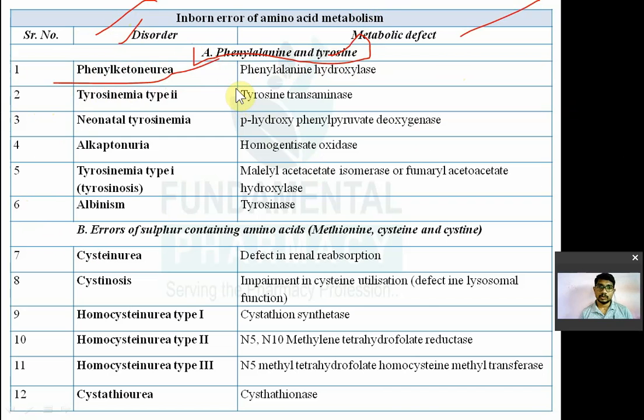Then next one is alkaptonuria. It is due to defect in the enzyme known as homogentisate oxidase. Remember this, a question has already come on it. Then next one is tyrosinemia type 1, known as tyrosinosis. It is due to maleylacetoacetate isomerase or fumarylacetoacetate hydrolase, both, due to deficiency of these enzymes. Next one is albinism. Albinism is due to tyrosinase. Remember tyrosinase.